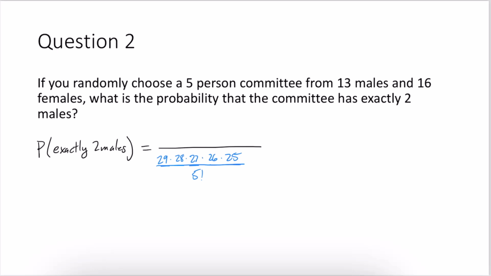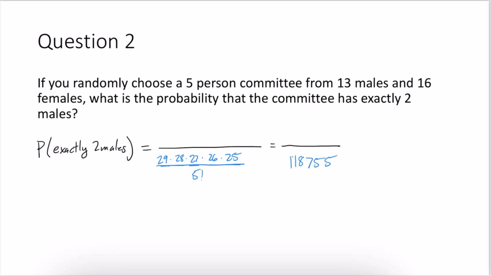So when I type that into my calculator and I do 29 NCR 5, that gives me 118,755 ways that I could choose this committee. So that's the bottom number of my probability calculation.